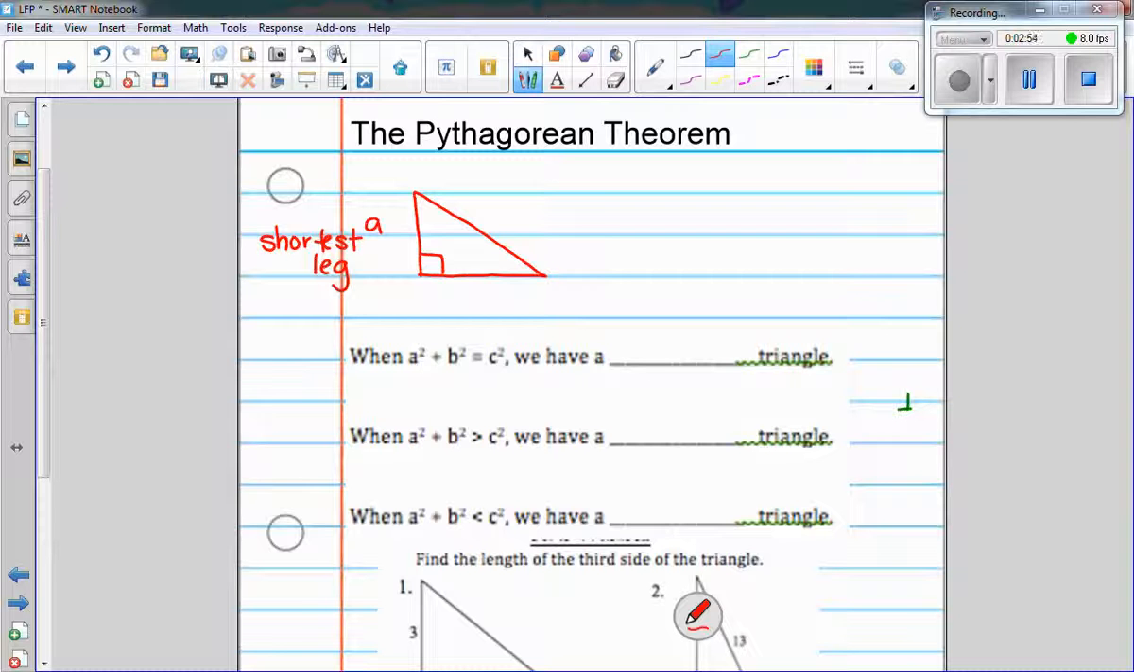And then our other leg we're going to call B, and that's the medium side. It is also known as a leg. And side C is the longest side, and it is also the hypotenuse. So I just want you to know that because as we're working, I want us to all be on the same page.